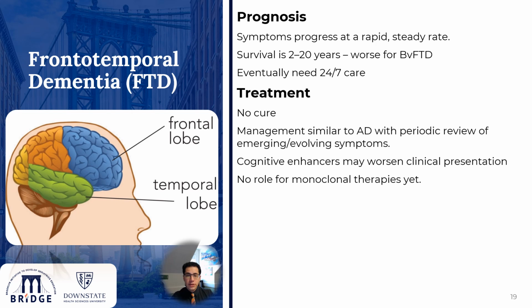The prognosis usually is much more rapid than Alzheimer's disease when it comes to progression. Survival is somewhere between 2 to 20 years, and it's particularly worse with the behavioral variant, and they eventually will need 24/7 care. There is no treatment, and the management is pretty similar to the 3 pillars of Alzheimer's disease management that were mentioned in part 1, with periodic review of the evolving and emerging symptoms.